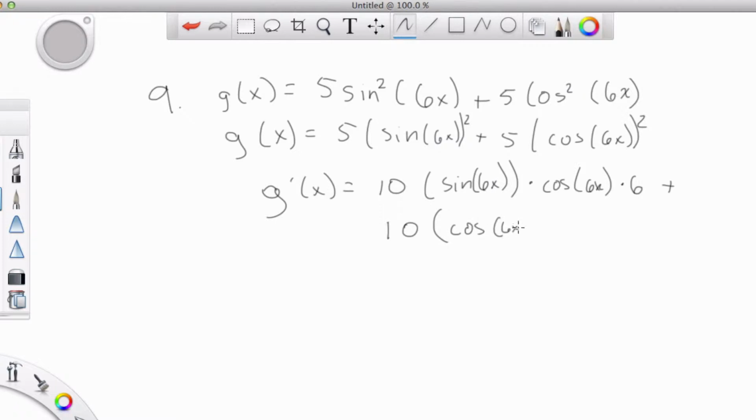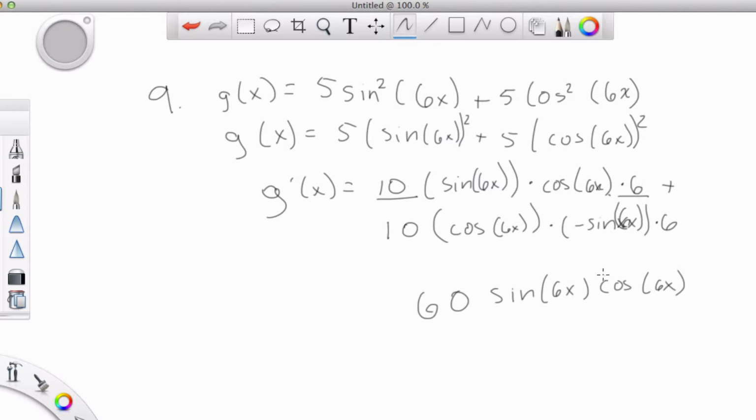Cosine of 6x doesn't get touched. 1 less the power means 1. Take the derivative of the inside, but now it's a minus sine of 6x times 6. So if you simplify this, where I say all the time in class you don't have to simplify, but now you do because you have multiple choice problems that have to fit. So that 10 and 6 are going to end up being 60, and that's going to be sine of 6x, cosine of 6x.